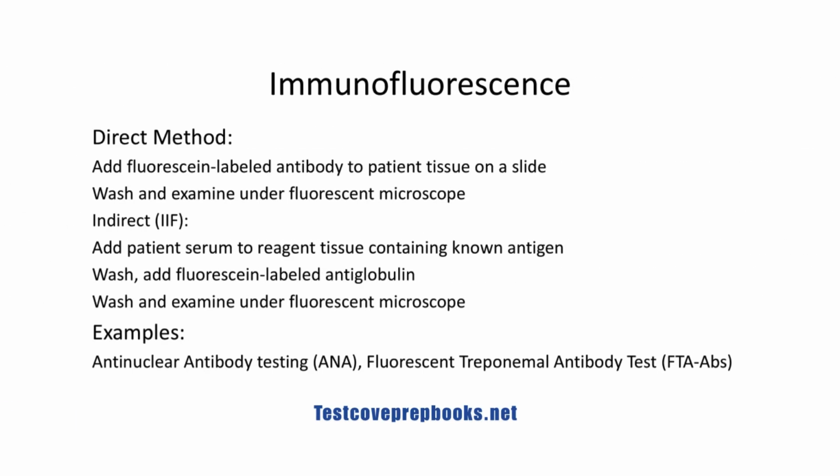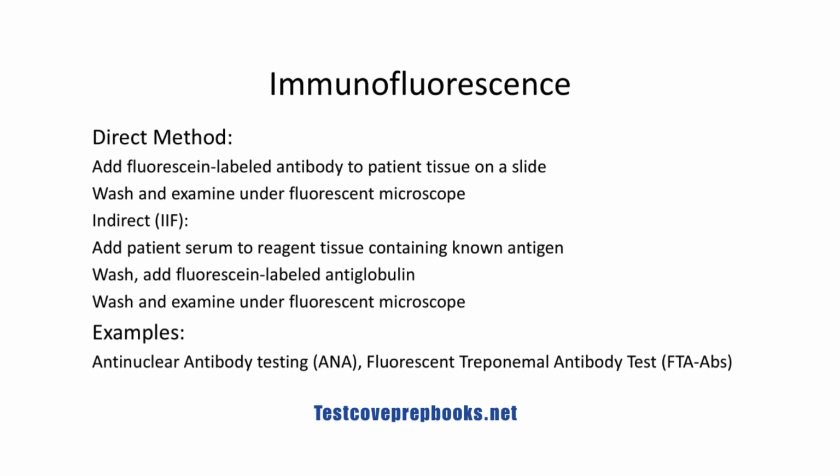Immunofluorescence. There are two main types of immunofluorescence techniques. In the direct method, fluorescent-labeled antibodies are added directly to patient tissue on a slide. After washing, the slide is examined under a fluorescent microscope. In the indirect method, or IIF, patient serum is added to reagent tissue containing a known antigen. After washing, a fluorescein-labeled antiglobulin is added, and the slide is examined under a fluorescent microscope.